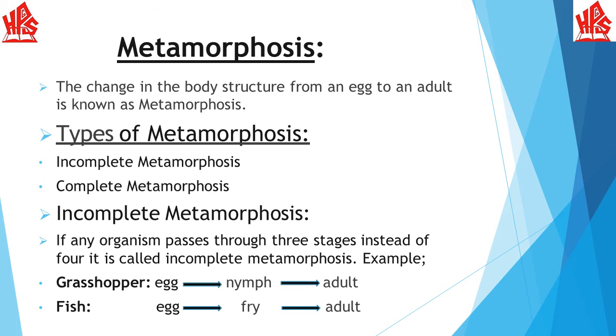Let's first discuss incomplete metamorphosis. If any organism passes through 3 stages in its life cycle instead of 4, this is known as incomplete metamorphosis. For example, grasshopper and fish.